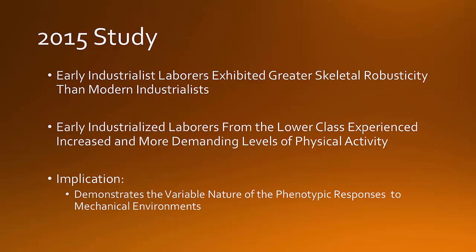Now, a 2015 study by Anne McGinnis and myself showed that early industrial laborers exhibited greater skeletal robusticity when compared to modern industrialists. The implication is that during early industrialization, laborers from the lower class were experiencing increased and more demanding levels of physical activity. So this once more demonstrates the variable nature of the phenotypic response to mechanical environments and the need to reevaluate the utility of the gracilization trend.